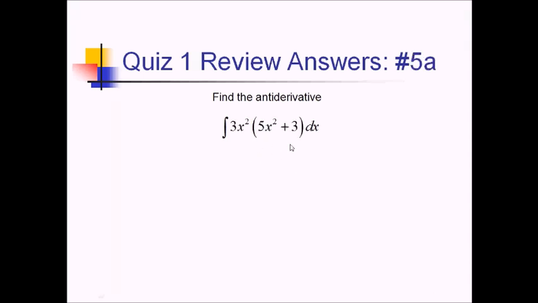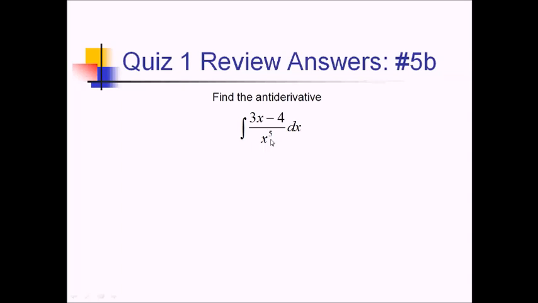For this problem, to avoid having to deal with a product, we're going to distribute this 3x squared to this parentheses, simplifying this. That'll end up giving us 15x to the 4th plus 9x squared. And now we're going to go term by term and use our reverse power rule. So this first exponent bumps up to a 5. 15 over 5 gives us 3x to the 5th. For the next one, our new exponent's going to be a 3. 9 over 3 is going to give us 3x to the 3rd. And don't forget your plus c.